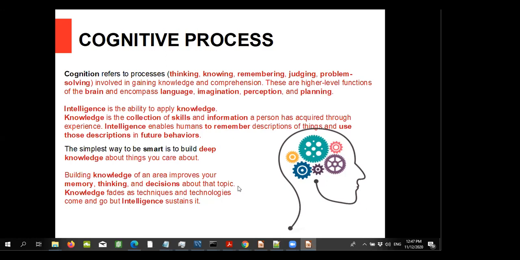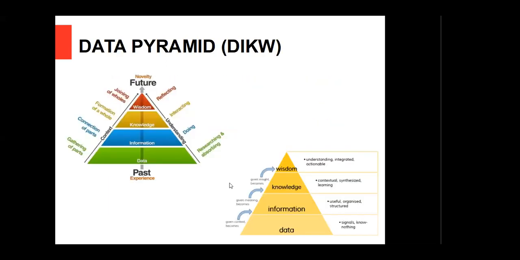Knowledge fades as techniques and technologies come and go, but intelligence sustains it. Because there are a lot of things we know, but sometimes we might not remember. That's the thing. But the ability to apply that knowledge, to call it up. Remember, knowledge is stored somewhere in our mind. Being able to call it up, that's where intelligence comes in. You think the guy that is a dullard doesn't know this thing? It's just that it's stuck so far in his mind that he can't find it. So when you're asking him the question, he doesn't remember.